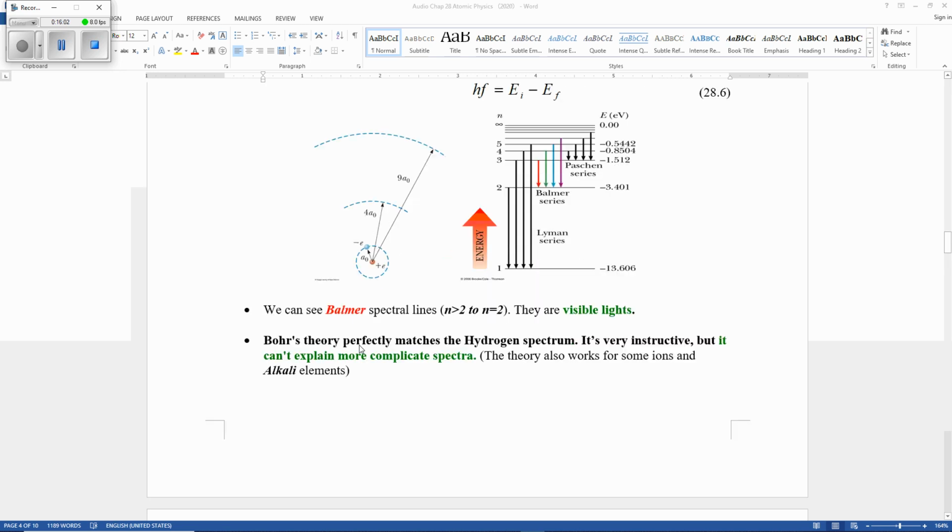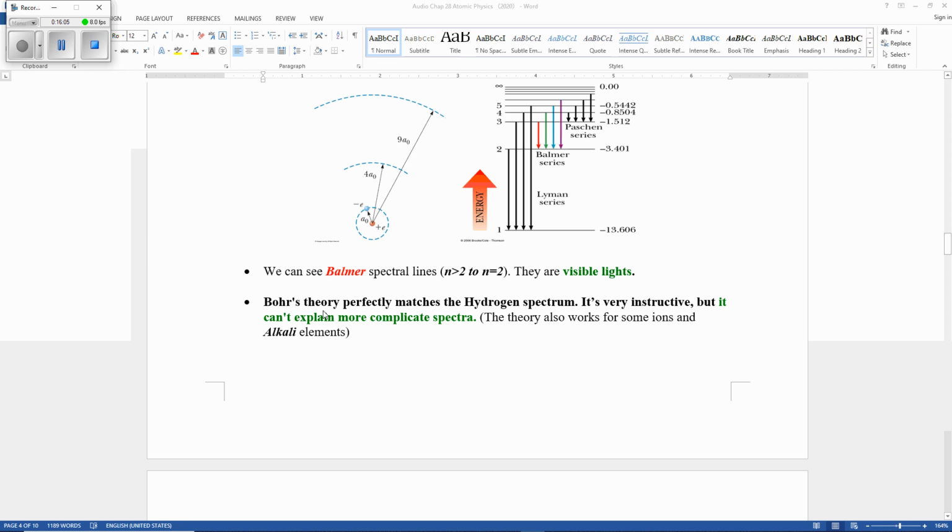That's the reason. So the Bohr model, this theory, I gave you some detail at the end of the chapter. If you have time, you can read it. So we're going to concentrate on the concept. Bohr's theory can explain what happened to hydrogen, because it's simple. Hydrogen only has one single electron. It's very interactive, but this theory, the Bohr model, cannot explain more complicated spectra. If you have more than one electron, this theory is not enough.